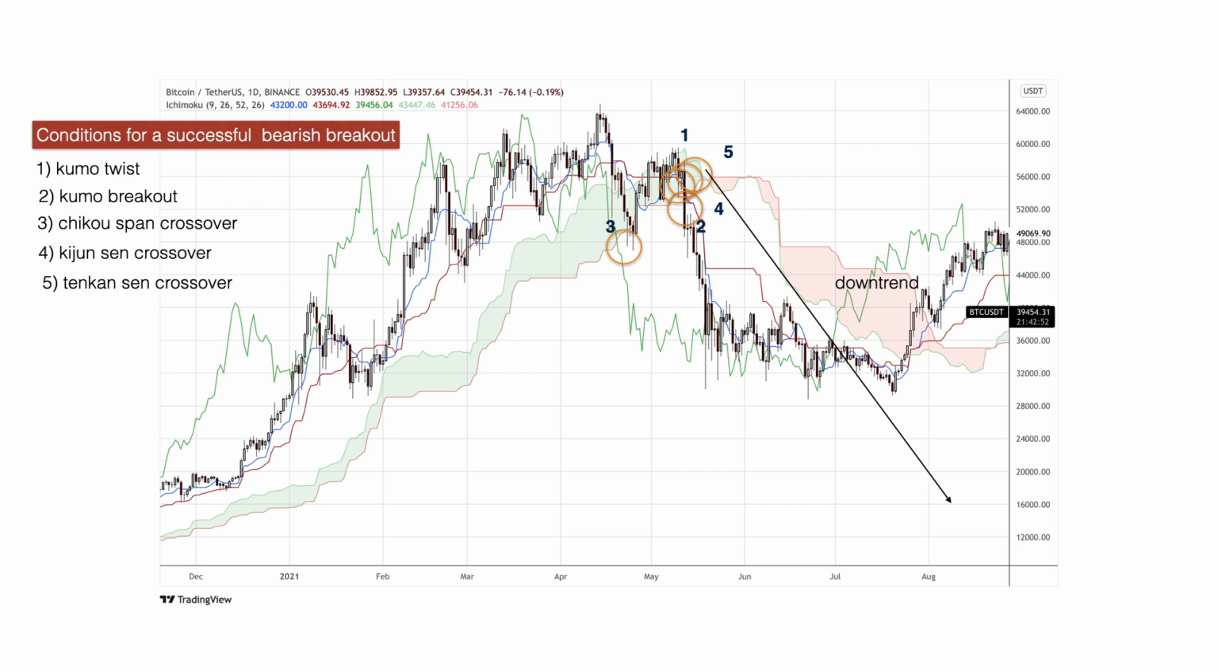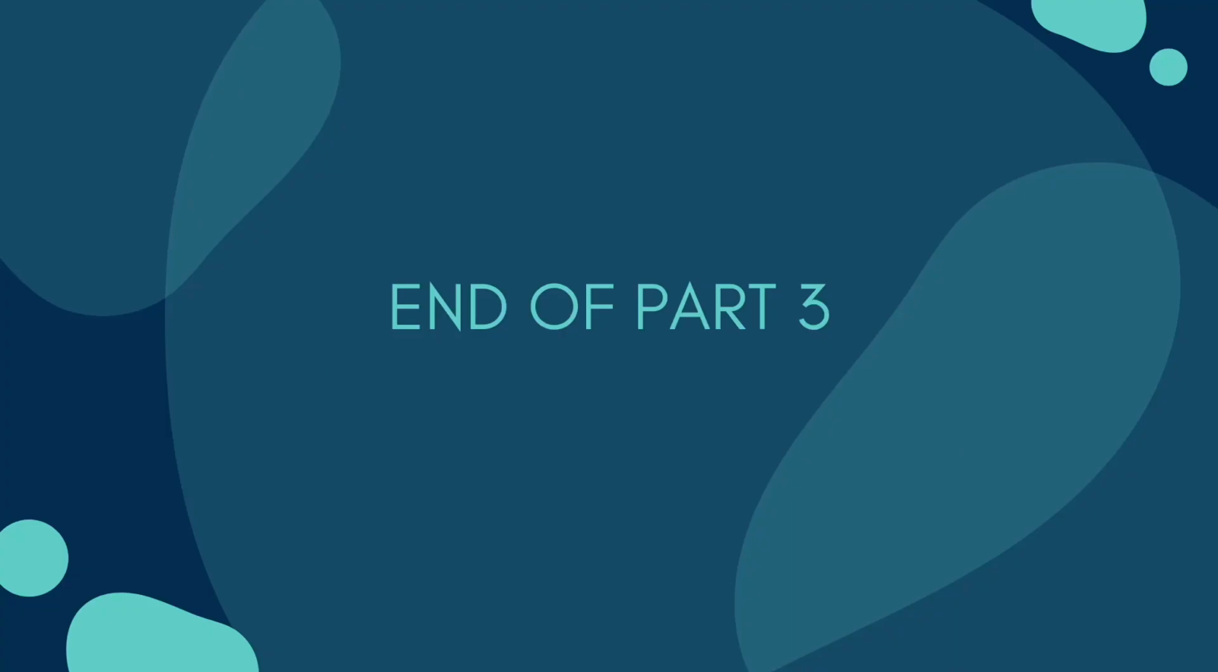This time, the Kumo has to twist from a green Kumo to a red Kumo. The Senko B should go above the Senko A line to create a bearish red Kumo. And then there's a Kijunsen crossover wherein the price should break below.